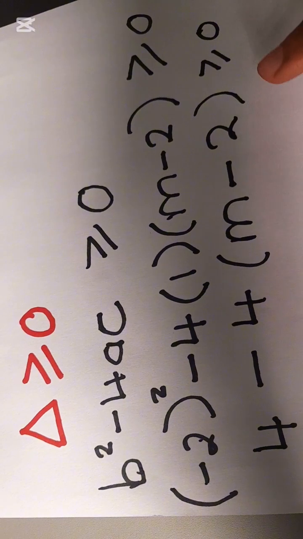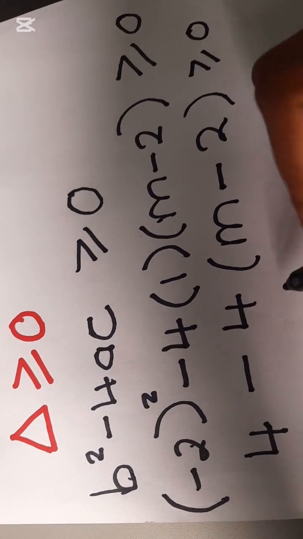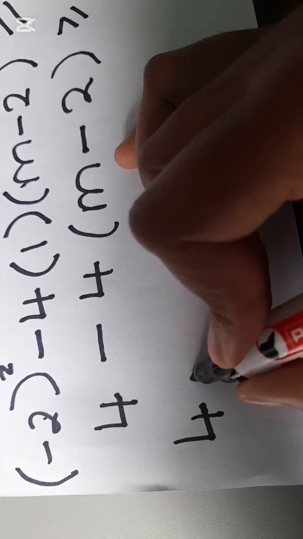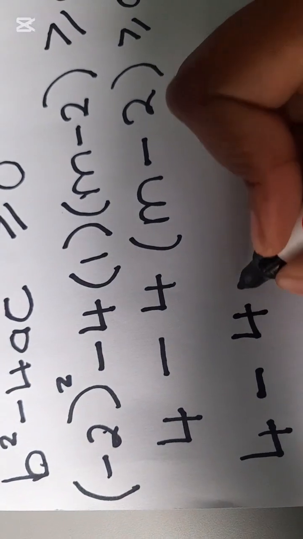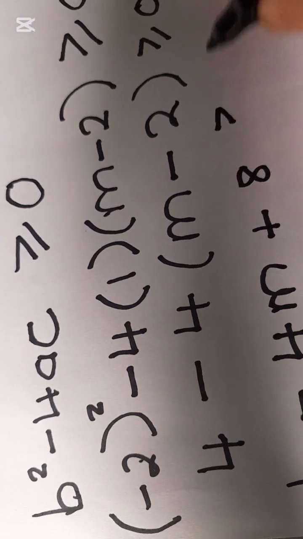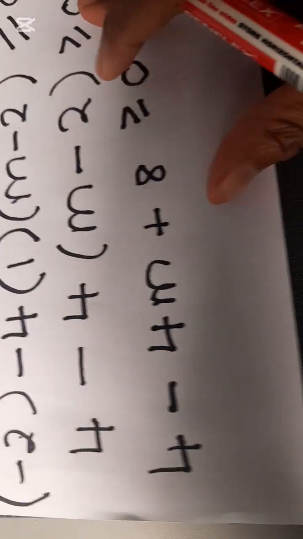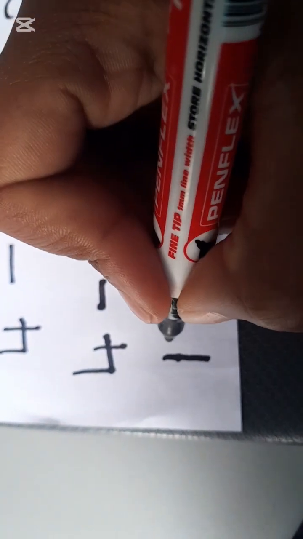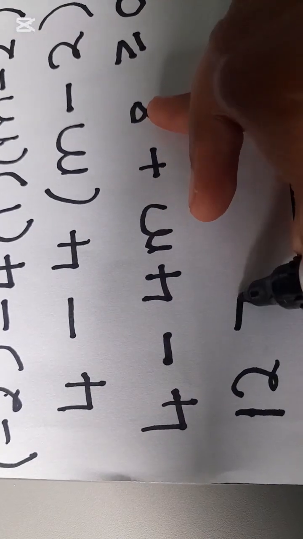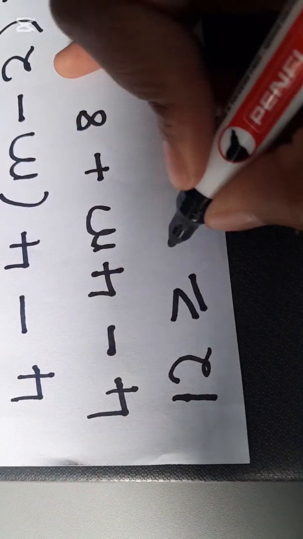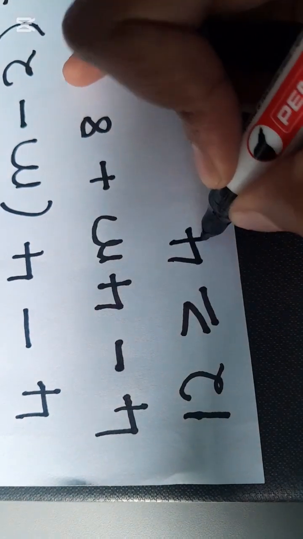So we're going to expand this portion here, and then we're going to write this as it is. It's going to be 4 minus 4m plus 8 greater or equal to 0. Then 4 plus 8 is, sorry about that, it's 12. Then it's going to be greater or equal to, going to take this to that side, right? So it's going to be 12 greater or equal to 4m.